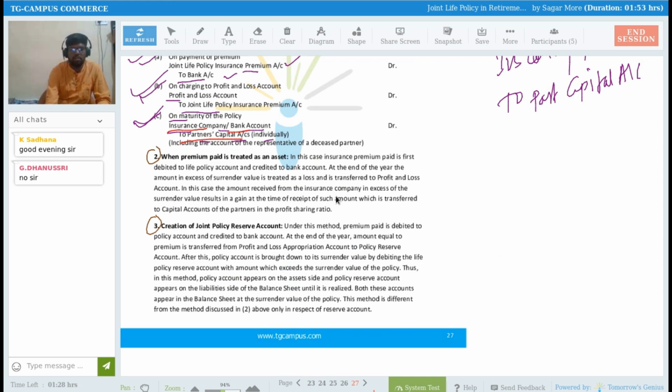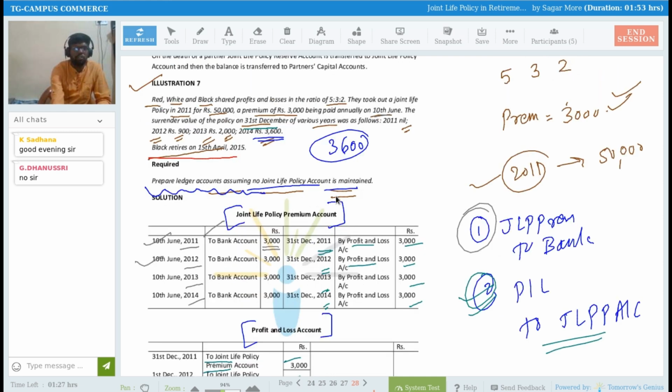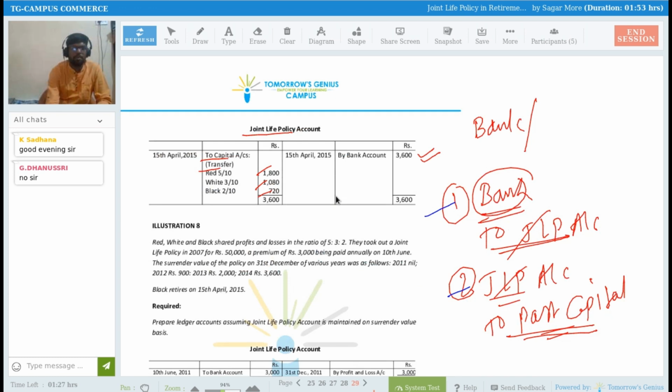See the difference. The question that I've solved just now is based on this concept. Prepare ledger accounts assuming no joint life policy account is maintained, right? In that scenario, we have to pass this journal entry. And the second accounting method is: prepare ledger accounts assuming joint life policy account is maintained on a surrender value basis. So there's a difference between the two. In the previous, they are not maintaining any joint life policy account, right? Here, they are maintaining a joint life policy account at a surrender value. That is the only difference. All other things will remain the same.